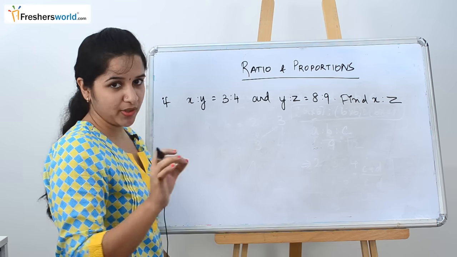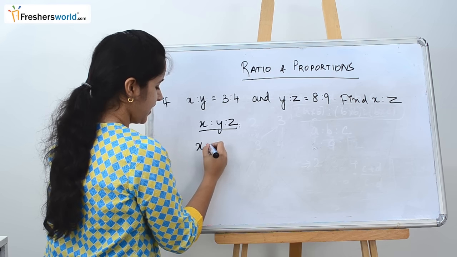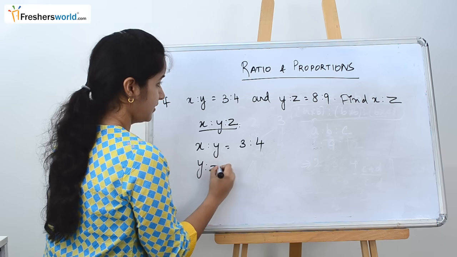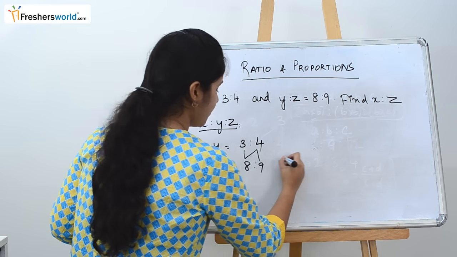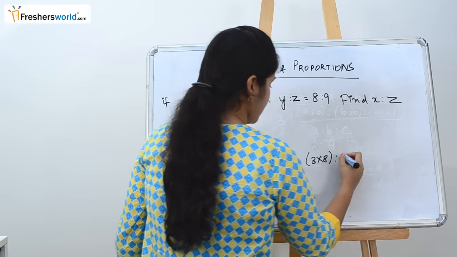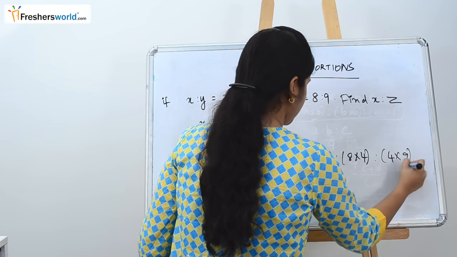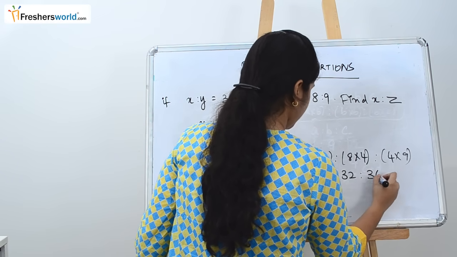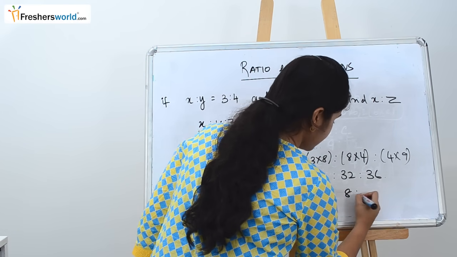So let's find x is to y is to z now. How do you do it? X is to y is 3 is to 4, y is to z is 8 is to 9. Remember our inverted N, that's where we are going to do it. So 3 into 8 is to 8 into 4 is to 4 into 9, which is nothing but 24, 32 and 36. We can further solve it by dividing by 4, which gives 6 is to 8 is to 9.